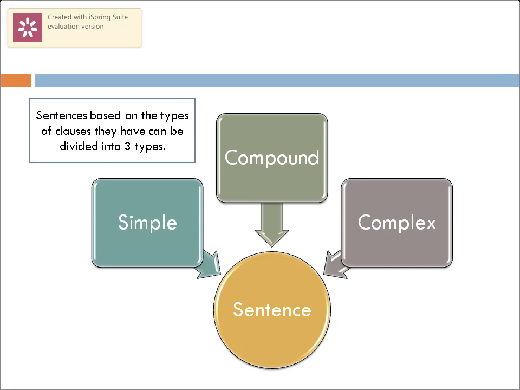Now, what is a clause? A clause is a group of words with a subject and a verb and, of course, a thought. If it's a complete thought, then it's called an independent clause. And if a clause does not have a complete thought, then it can be called a dependent clause.